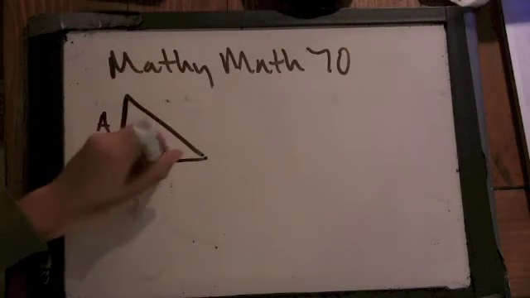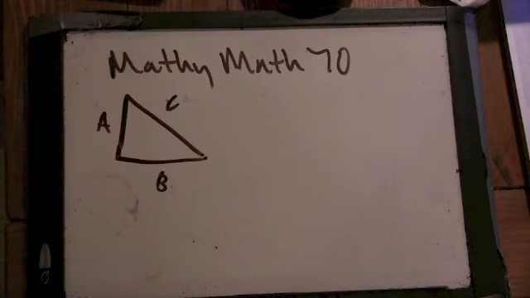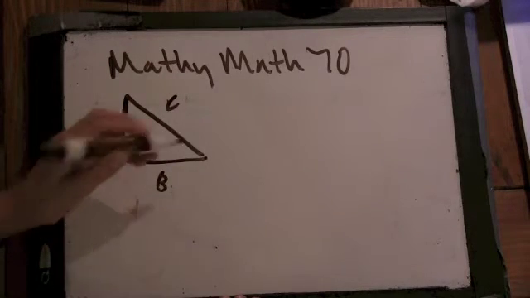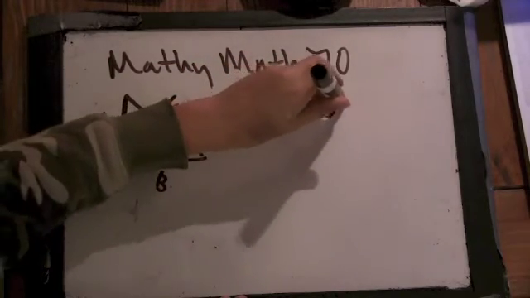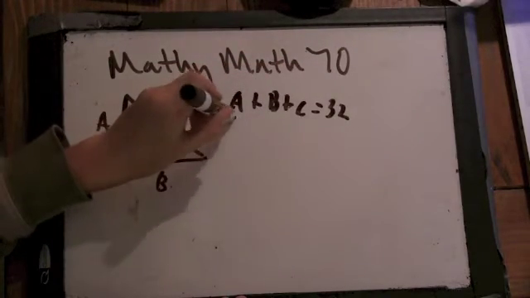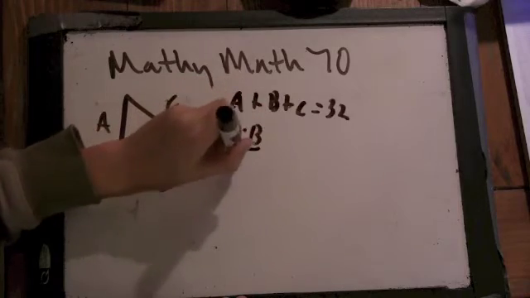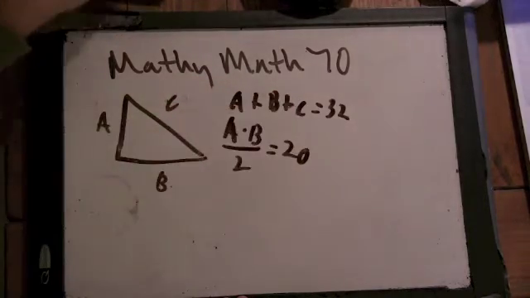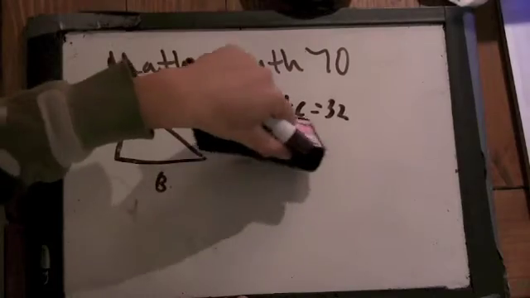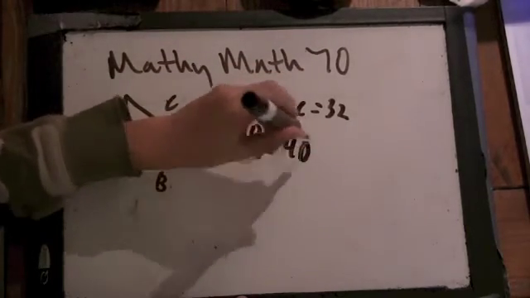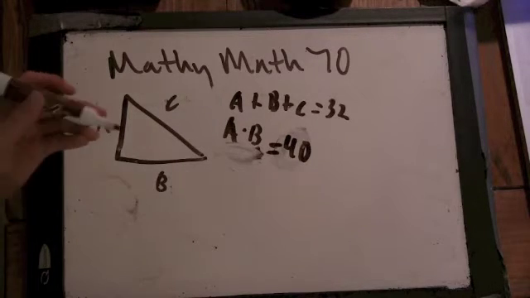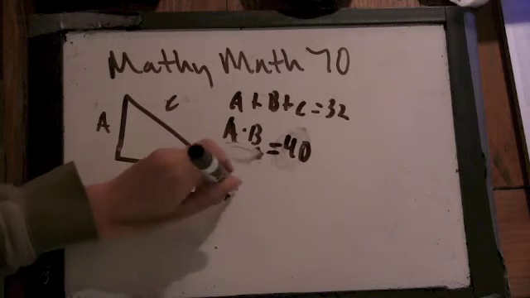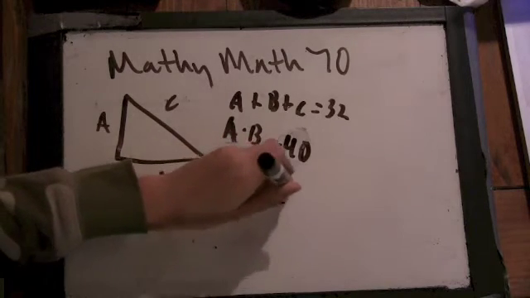Just gonna call this A, B, and C. So we know that A plus B plus C is 32. Perimeter's 32. And A times B over 2 is 20. So A times B is 40. Is there anything else we know? Well, since it's a right triangle, we also know that A squared plus B squared equals C squared.